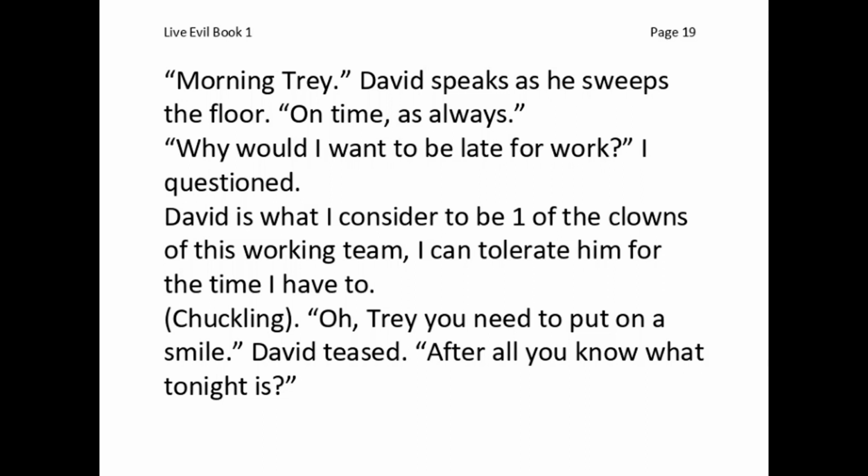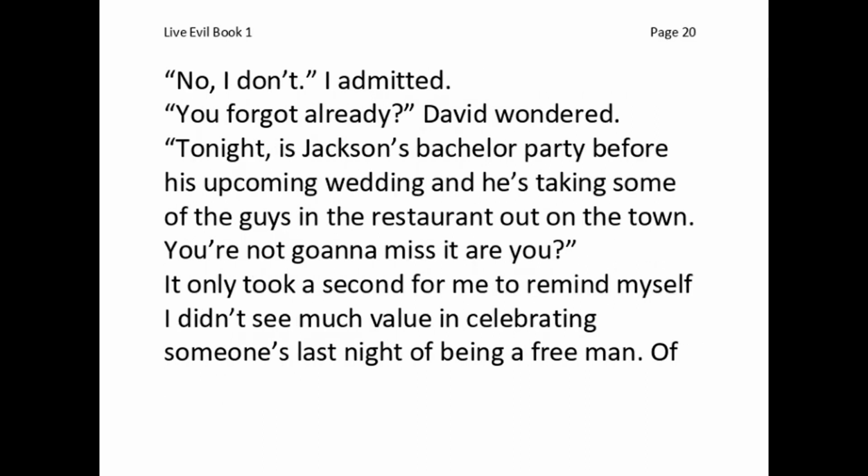Chuckling. "Oh, Trey, you need to put on a smile," David teased. "After all, you know what tonight is?" "No, I don't," I admitted. "You forgot already?" David wondered. "Tonight is Jackson's bachelor party before his upcoming wedding, and he's taking some of the guys in the restaurant out on the town. You're not going to miss it, are you?"